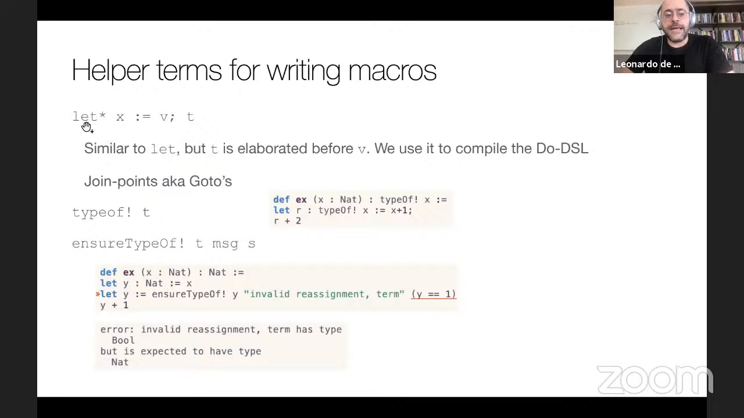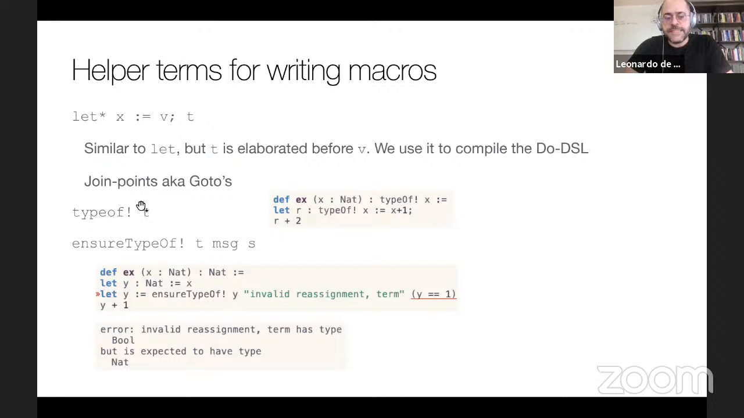First, one example is this special let, that changes the elaboration order. By default, a let will elaborate the value, then we elaborate the term. This let star allows you to elaborate T first and then elaborate the V. This is very useful when you're implementing things that have join points. Join points is roughly a goto in a pure language. We implemented do.gsl using this let star. I'm telling you this may be handy when you're creating your own macros and you want to force Lean to elaborate things in a specific order.